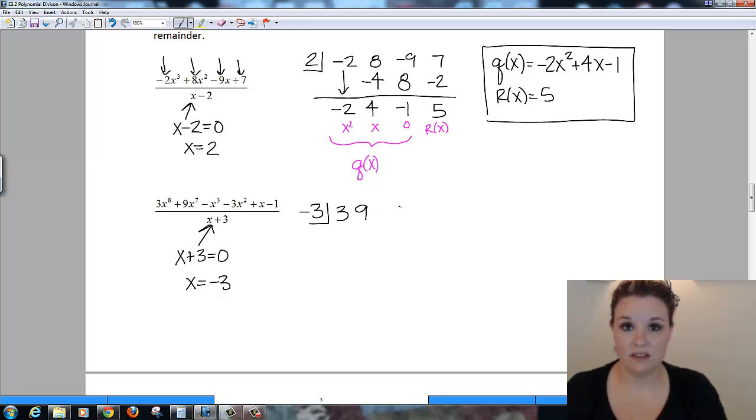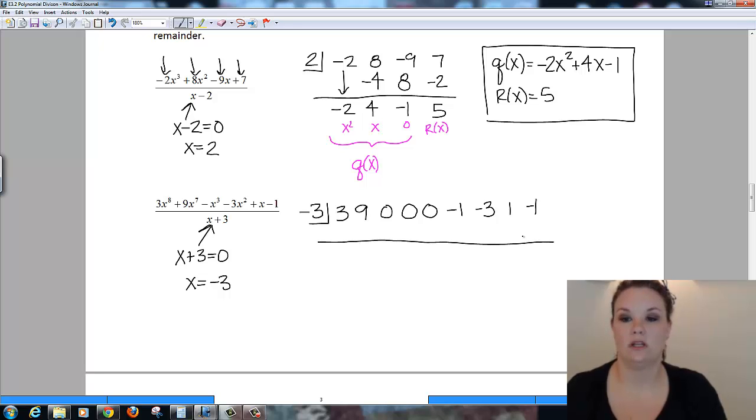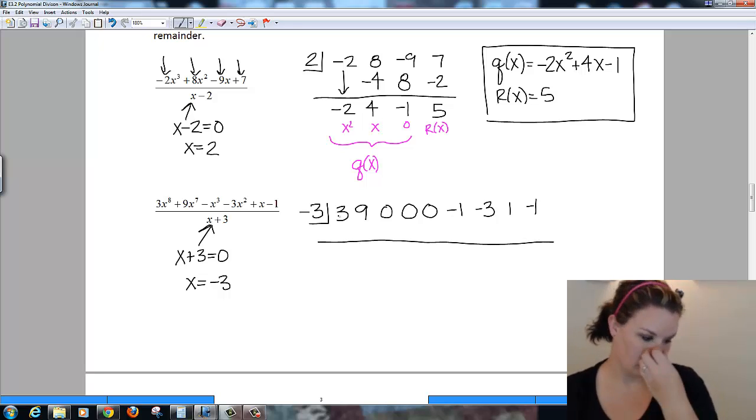9x to the 7th. Notice I don't have an x to the 6th. I don't have an x to the 5th. I don't have an x to the 4th. I have an x cubed, its coefficient is -1. I have an x squared, its coefficient is -3. I have an x, its coefficient is 1, and my units is a -1. Ooh, so that was a big one, right?